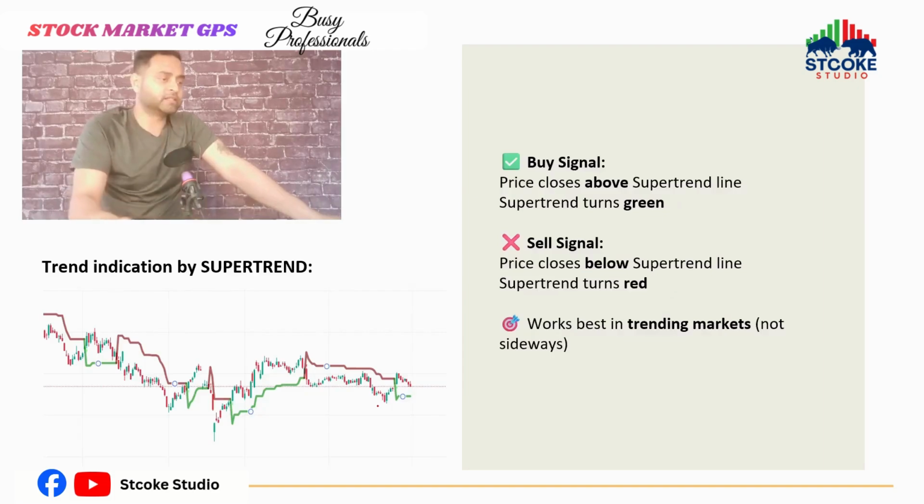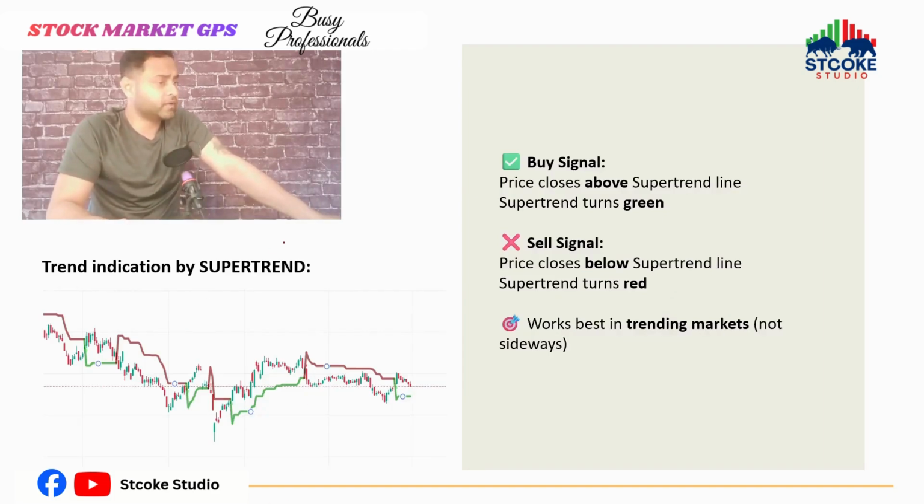But anyway, super trend is a very simple indicator, and super trend basically what I said, if price closes above super trend, it's a bullish signal. If below super trend, it's a bearish signal. Works best in trending market. And super trend can also act as a resistance or support line.